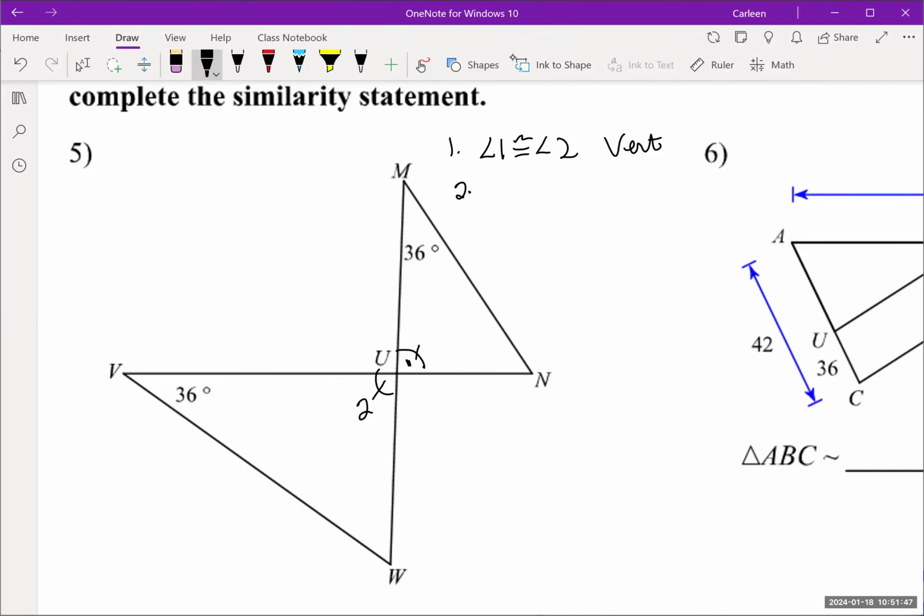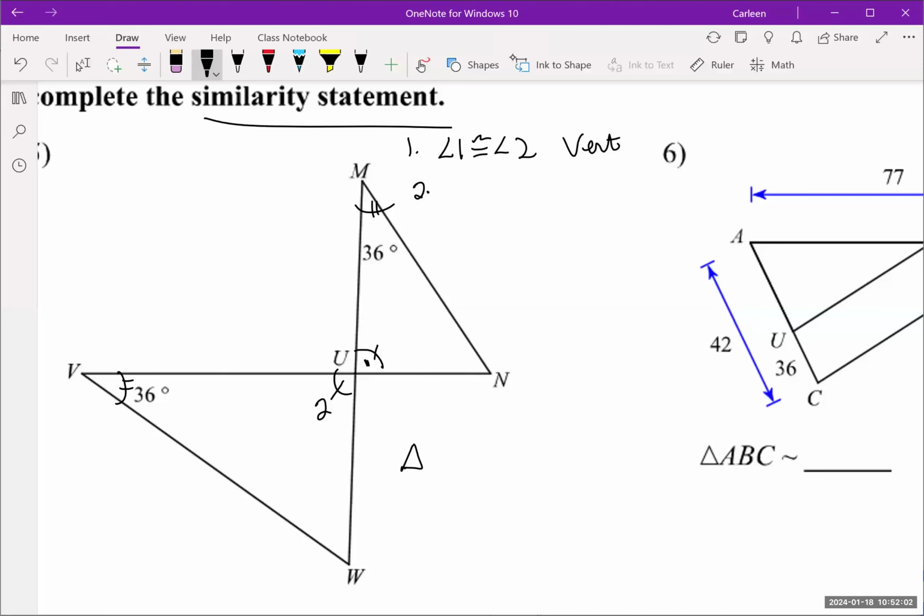Okay. So we have these are congruent, right? That's given. Now, why can we say the triangles are similar? So we're gonna write our similarity statement here. Triangle M U N similar to triangle.